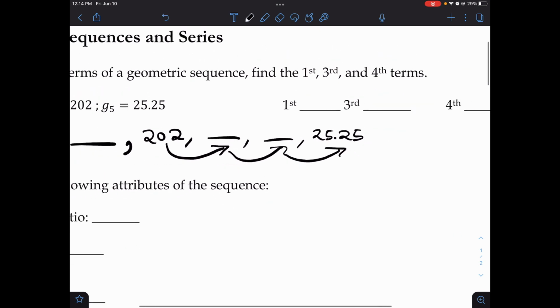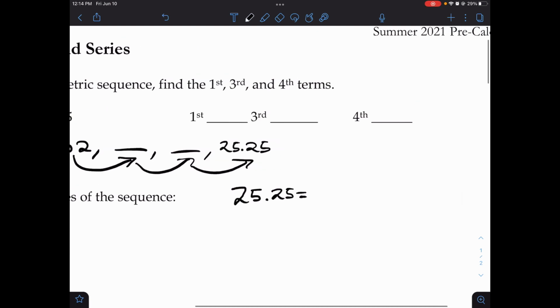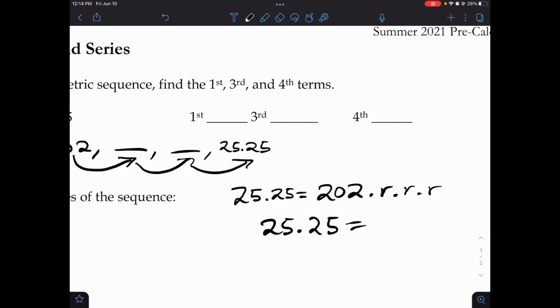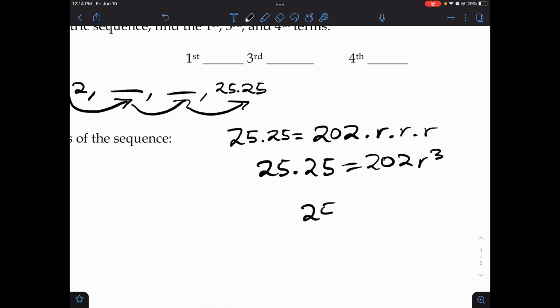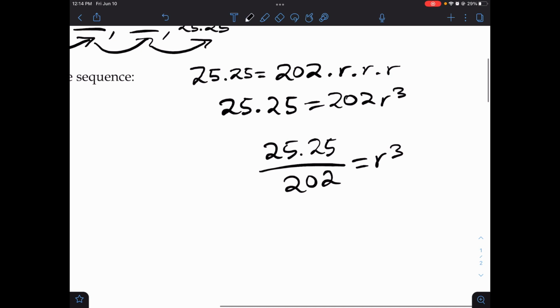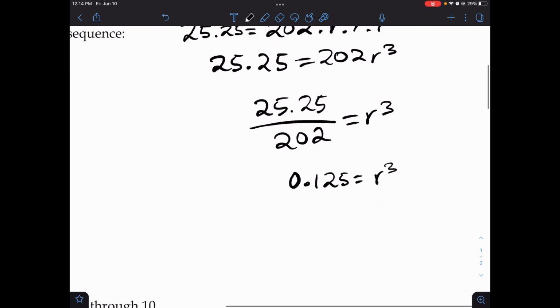So we can write this as 25.25 is equal to 202 times r times r times r. r is our common ratio. So we get 25.25 is equal to 202 times r to the third. Now we can divide both sides by 202. We get 25.25 divided by 202, so that's r to the third. And now we get 0.125 is equal to r to the third, and we get r is equal to 0.5, or 1 over 2.